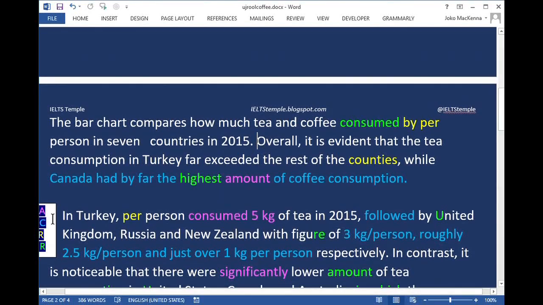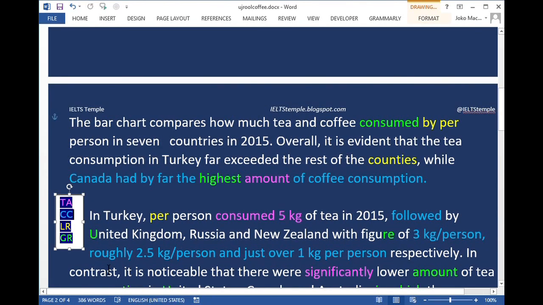Oh, what's going on with this thing? Is this going to mess me up? Oh, yeah, it's reminding us what the colors mean. All right, now let's go on to the details.